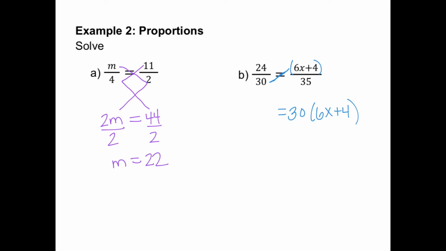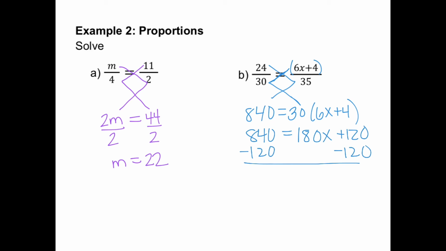Of course, let me just finish my shoelace there. And then don't forget the other side, 24 times 35, which is 840. So now I'm going to go through and distribute and simplify. After the steps for simplifying and solving this one, x ends up equaling 4.